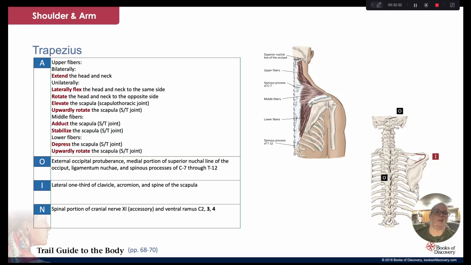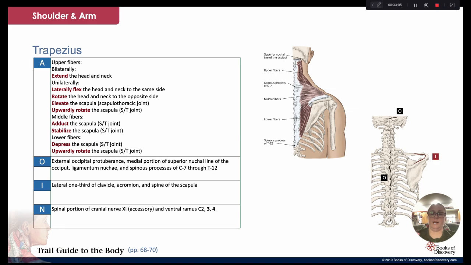So that is bilaterally. Now, unilaterally, if only one side is doing it, if that were to contract, you're going to laterally flex the neck. It'll also help rotate the head and neck to the opposite side. I know that's confusing, just something you're going to have to remember. Since it connects onto the scapula, it will also raise it up. It'll elevate it. It'll also upwardly rotate the scapula.